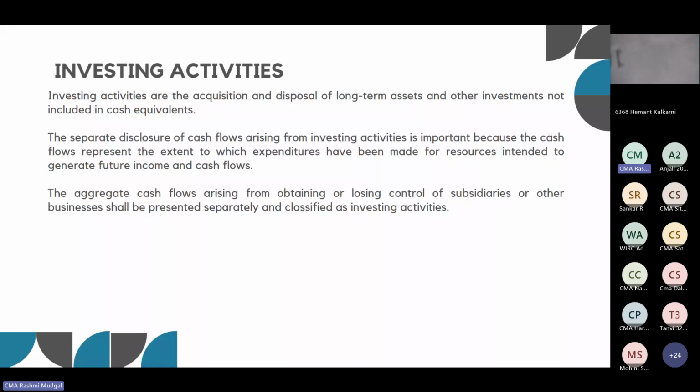The separate disclosure of cash flow arising from investing activity is important because the cash flow represents the extent to which expenditures have been made for resources intended to generate profit, future income, and cash flow. Aggregate cash flow arising from obtaining or losing control of subsidiaries or other businesses shall be presented separately and classified as investing activities. Next comes the financing activity.